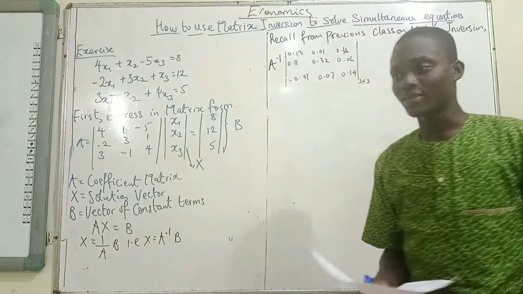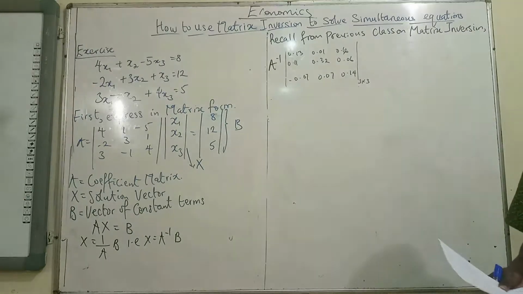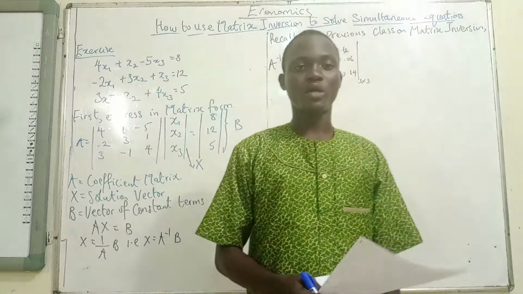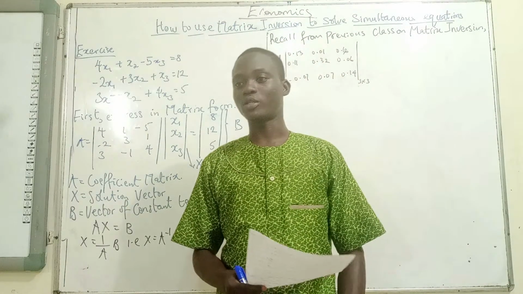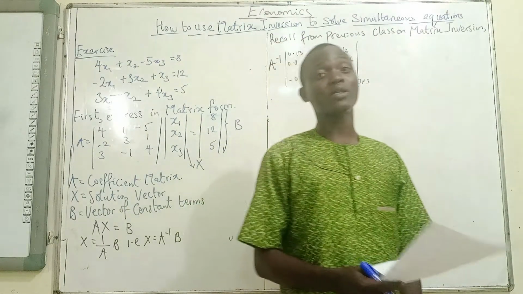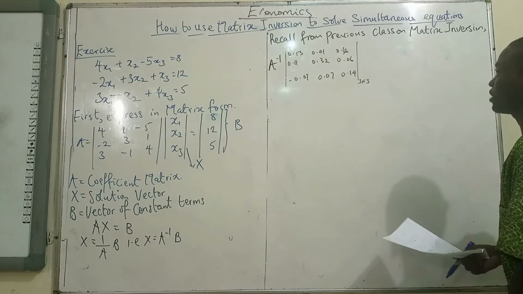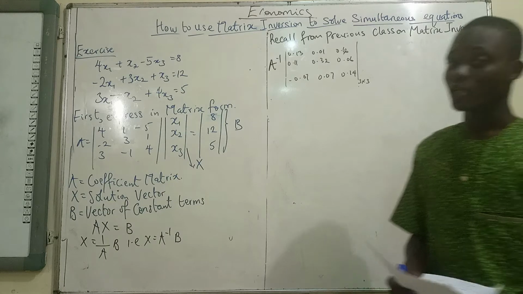In our previous class, what did we talk about? We talked about matrix inversion. There we learned how to derive the inverse of a matrix using the adjoint of the matrix as well as the determinant of the matrix. So in this video, as promised, we'll be talking about how to use matrix inversion to solve simultaneous equations.